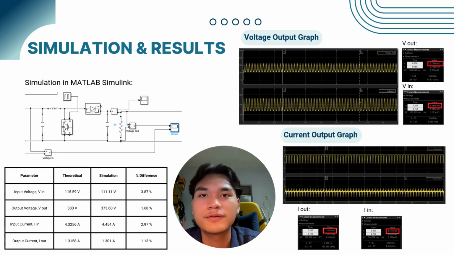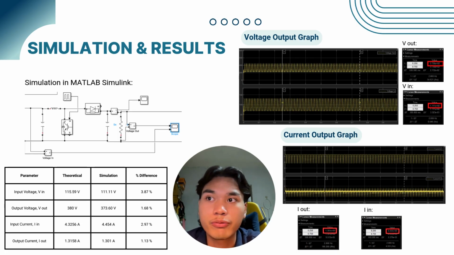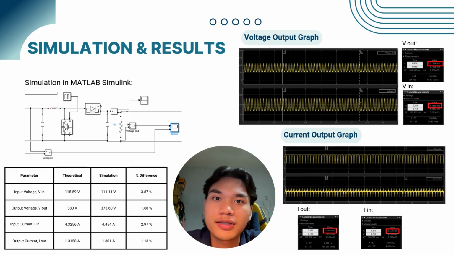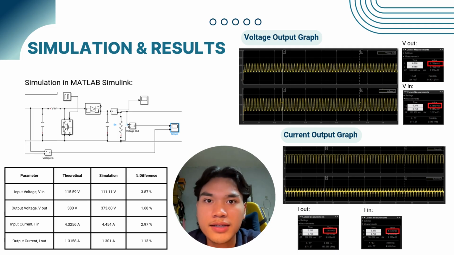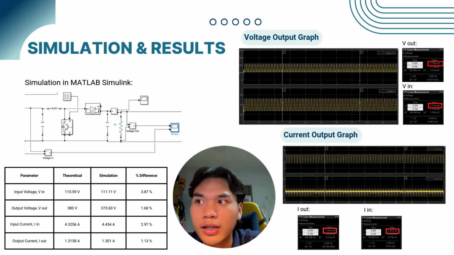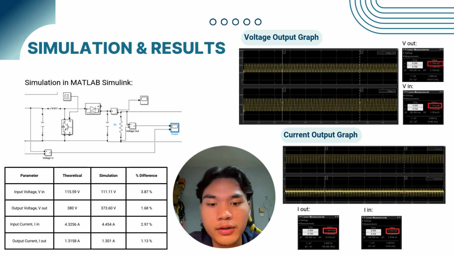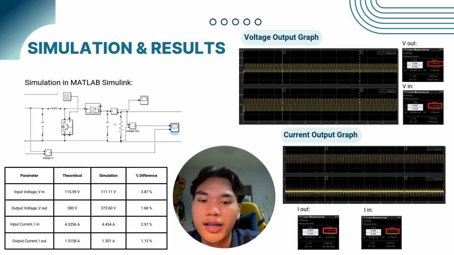So these are the results for my simulation. As you can see, the percentage difference for my input voltage compared between theoretical and simulation is 3.87. The output voltage is 1.68. The input current is 2.97, and the output current is 1.13. All of the overall percentage differences are below 5%, and I believe that my simulation has been achieved successfully because we reached our desired goal, which is an output voltage around 280 volts, and we got 273.6, and it is still in that range.